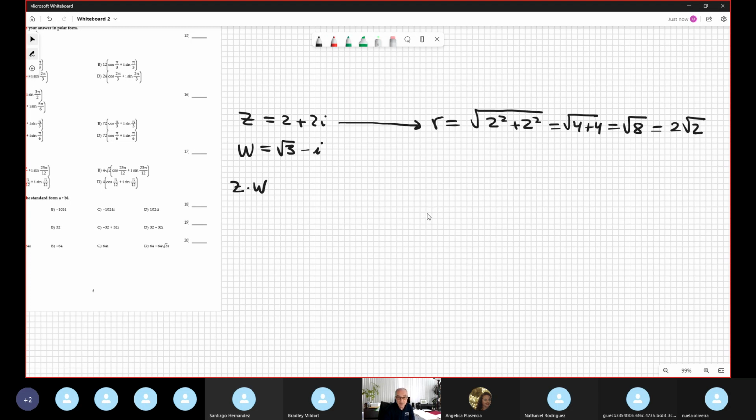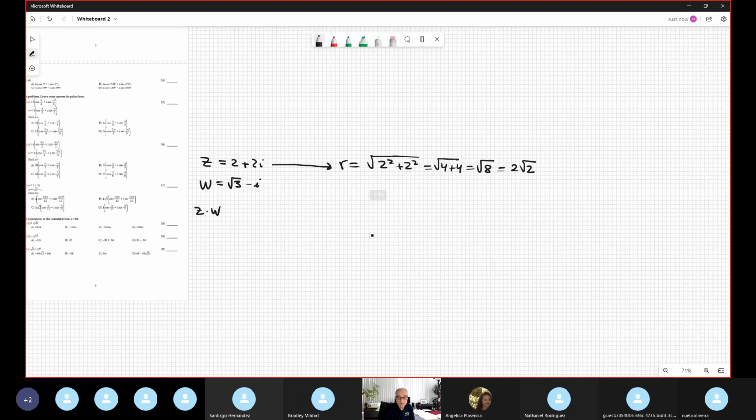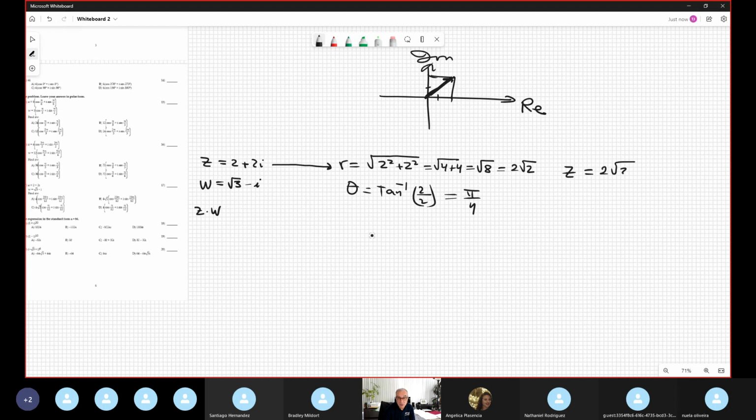And this complex number is located in the first quadrant. This is the real axis, this is the imaginary axis. 1, 2, 1, 2, it's obvious that the angle is 45 degrees, right? If you want, you compute theta as tangent inverse of 2 divided by 2, which gives 1. And what is the angle whose tangent is 1? It's 45 degrees, pi over 4. Either way, the answer is expressed in radians, therefore pi over 4. So my first conversion, the Z number in polar, is 2 radical 2 times cosine plus i sine of pi over 4. Everyone follow me so far?